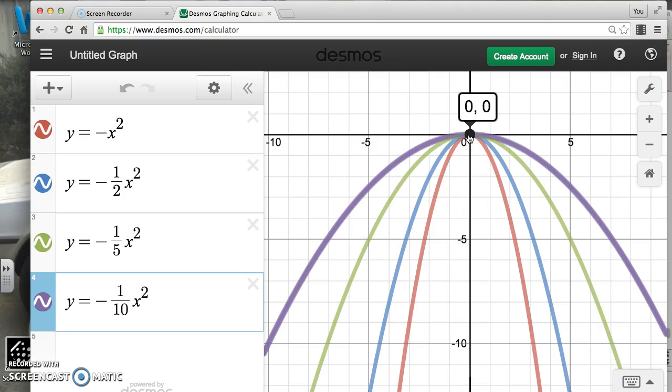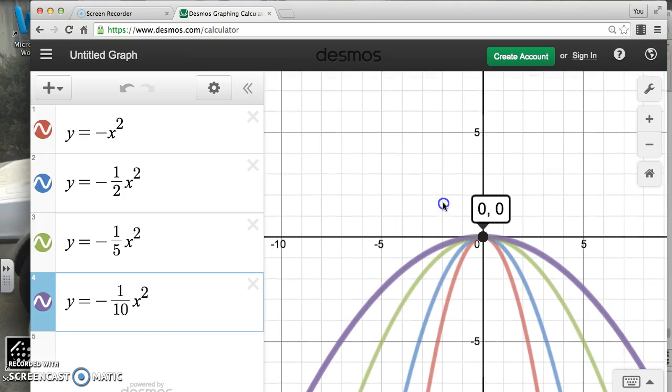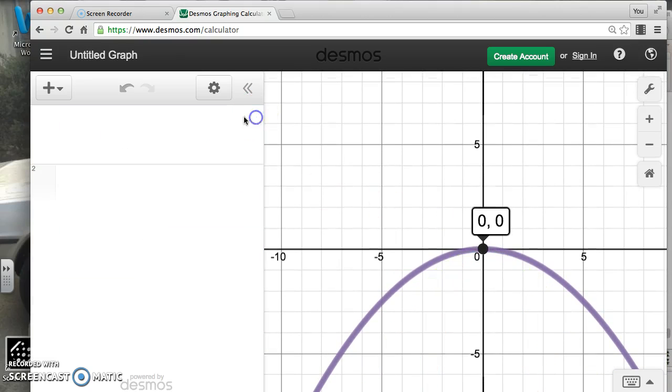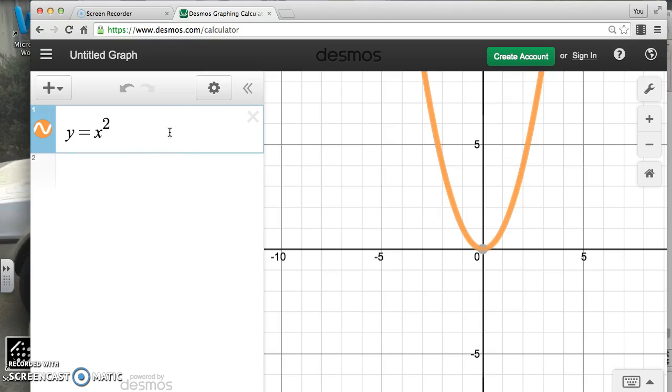So that brings us to our next point. How do you shift the vertex? Let me clear all these out. We don't need them all. Let's start fresh.